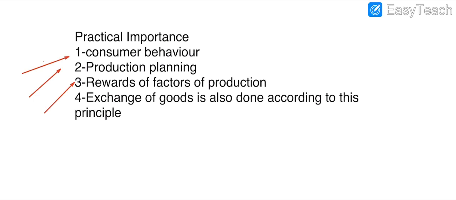Next one and last one is exchange of goods. If you see practically in your home, among your siblings, you will exchange those goods in which you have more benefit or more utility. With your sister or brother, if you do an exchange of any commodity, you only do the exchange to get more benefit.